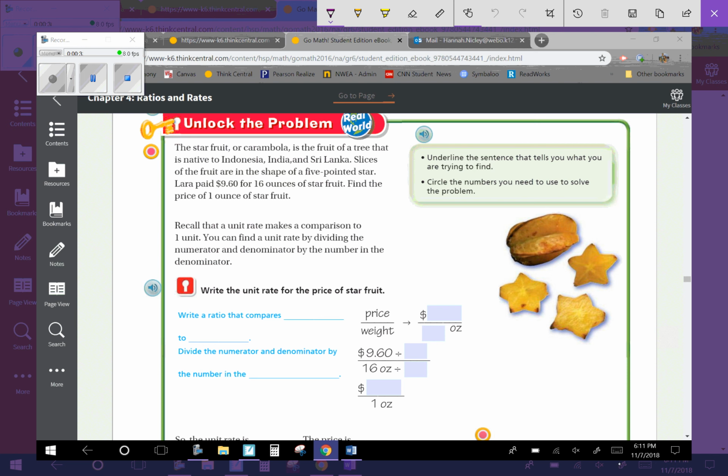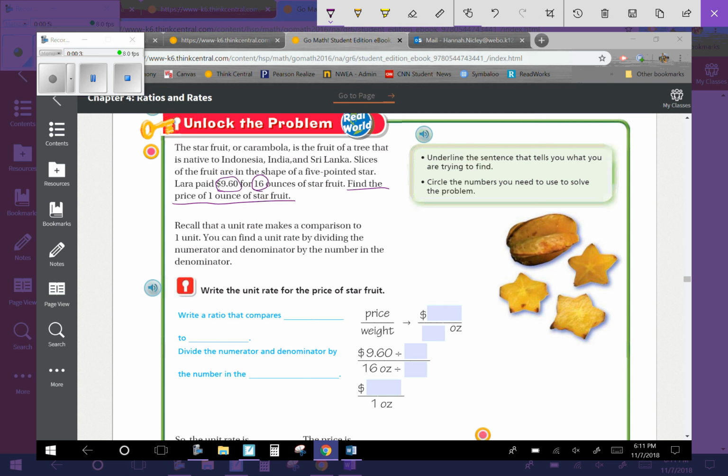First, it says to underline the sentence that tells you what you are trying to find. And we are trying to find the price of 1 ounce of star fruit. Now we need to circle the numbers that we are going to use in the problem, which is $9.60 for 16 ounces.